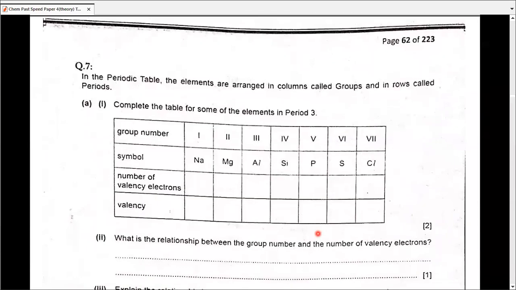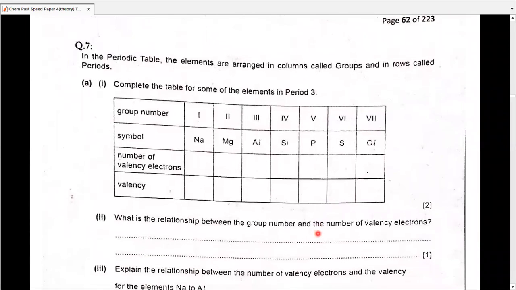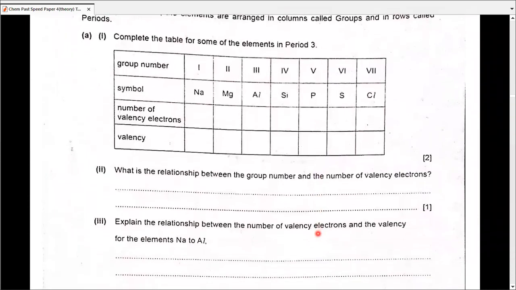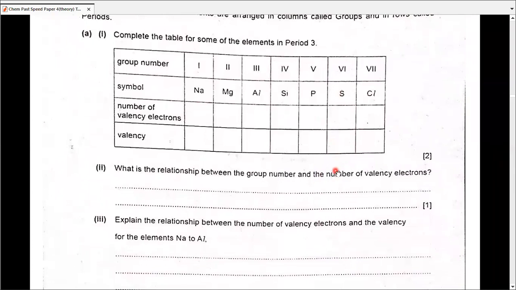Let's move on. Question number 7. Part A1. It's for period 3. Again, the periodic table, the current complex numbers includes the negative types.